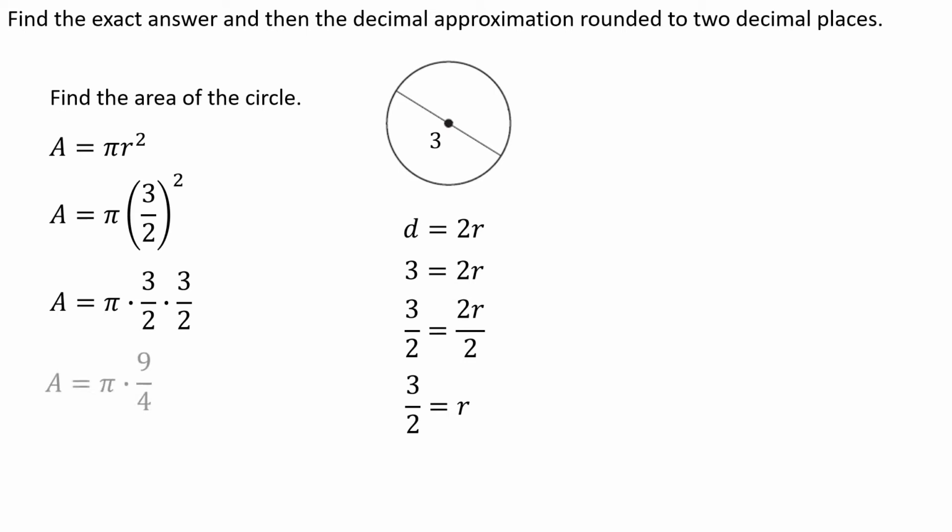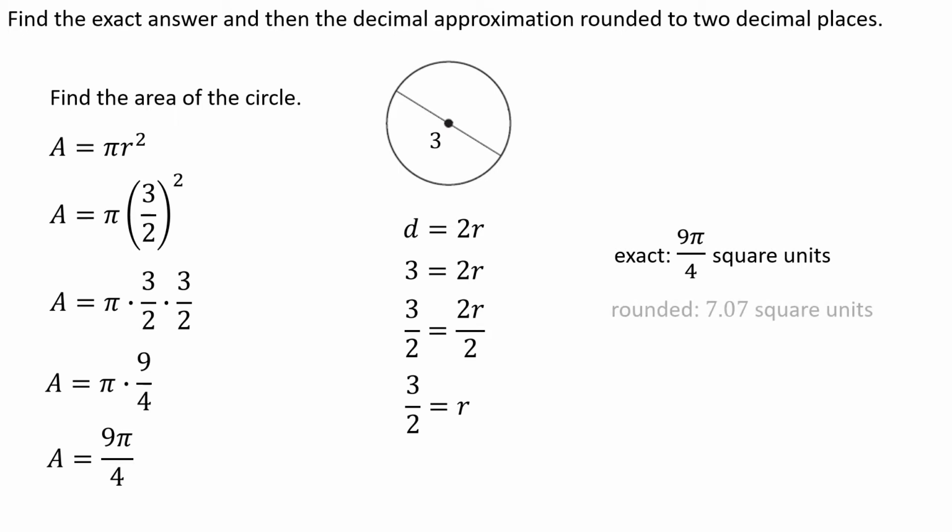Right? I think in my head I can do 3 times 3 is 9, and 2 times 2 is 4, and I can get an exact answer for the area without touching a calculator, and it's a real nice looking answer, right? No decimals. So if I want an exact answer, 9 pi over 4. Was that 3 feet, 3 miles, 3 inches? I don't know. So the diameter was 3 units, so the area will be in square units.